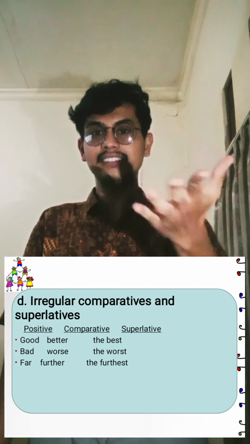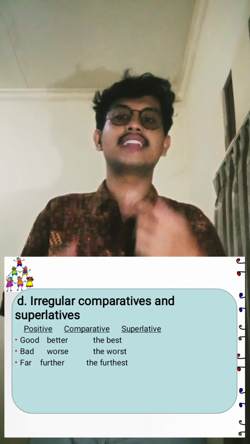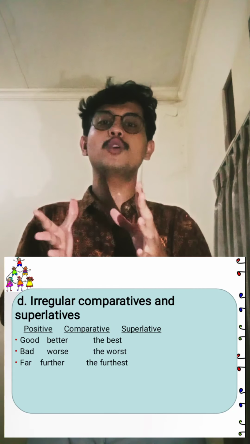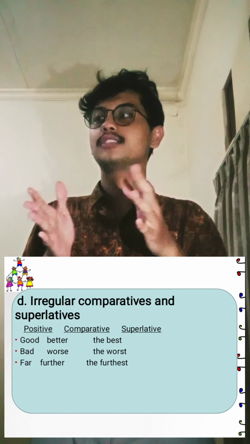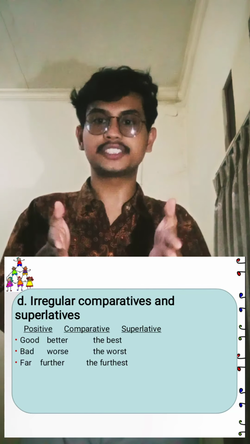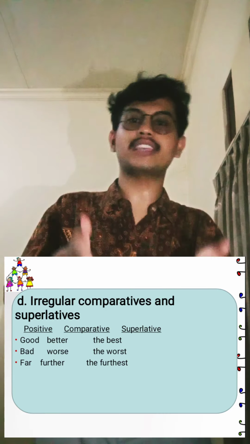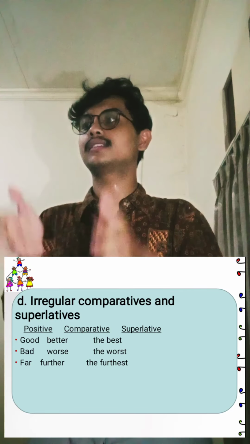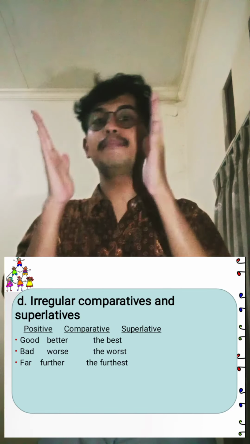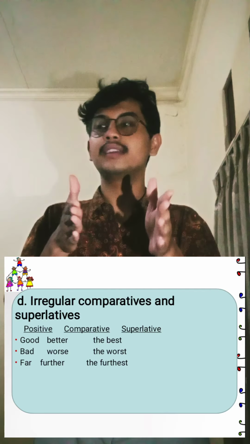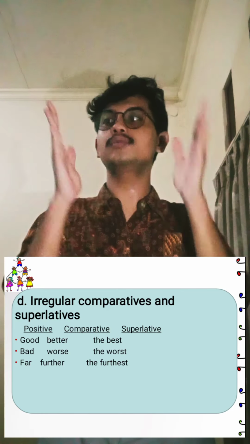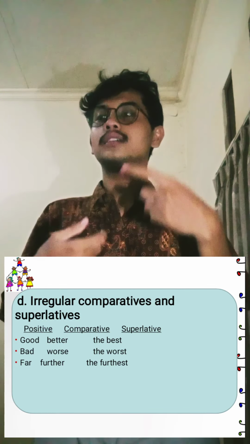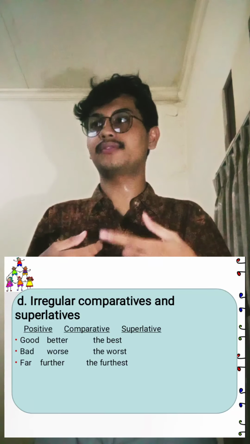Sampai sini paham? Is it clear? Okay. And the next example is bad. The base word is bad, and when you want to compare, the bad could be changed to worse. And on the superlative, the worst. So the meaning is buruk, lebih buruk on the comparative degree, dan yang paling terakhirnya superlatif yaitu paling buruk. Always use the before the word on superlative.